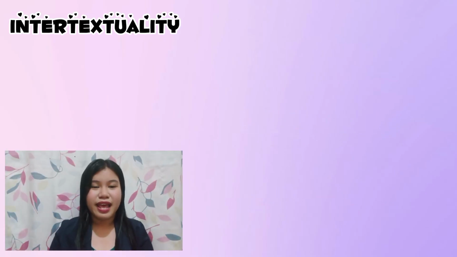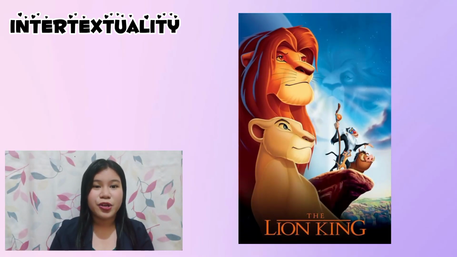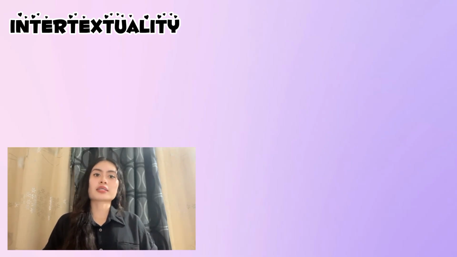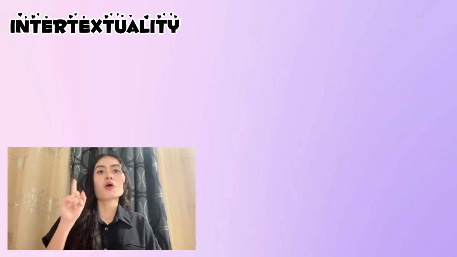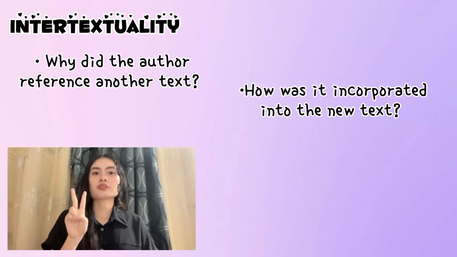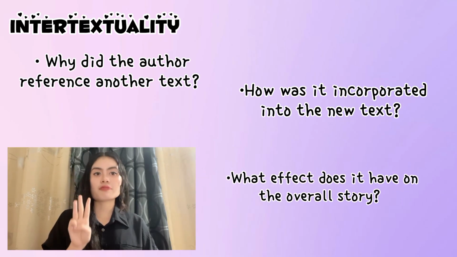For example, in The Lion King, the story was inspired by Shakespeare's Hamlet. This is an example of intertextuality because it takes elements from another work and reimagines them. Authors use intertextuality to add depth to their writing. Some questions to consider when identifying intertextuality are: why did the author reference another text? How was it incorporated into the new text? And what effect does it have on the overall story?